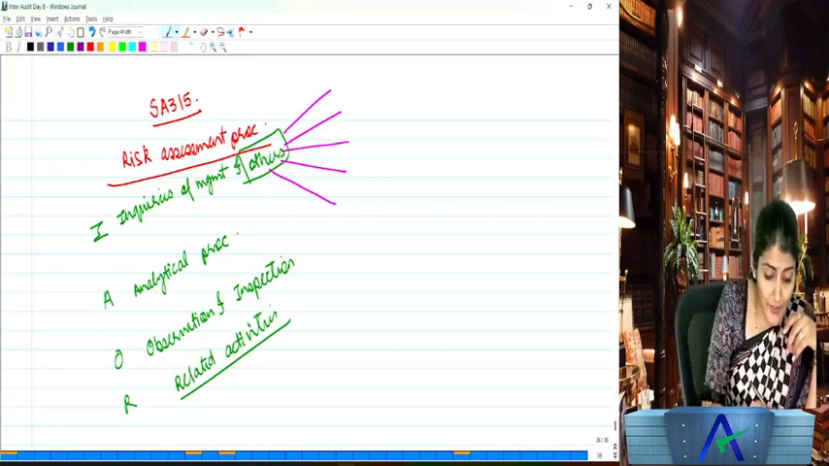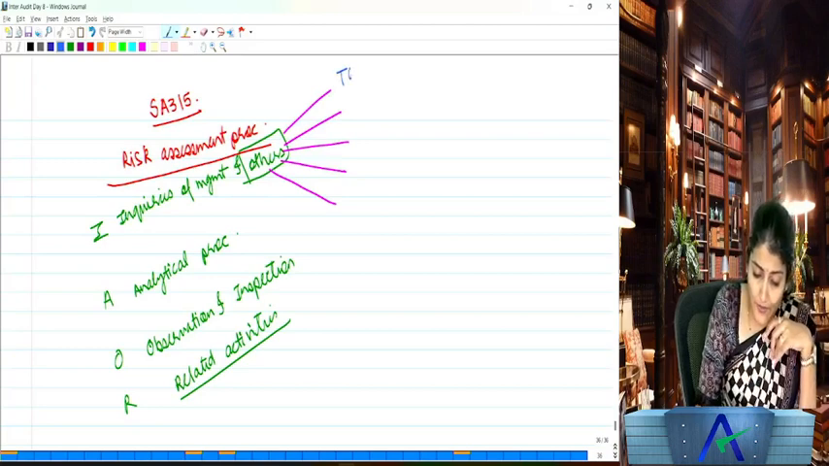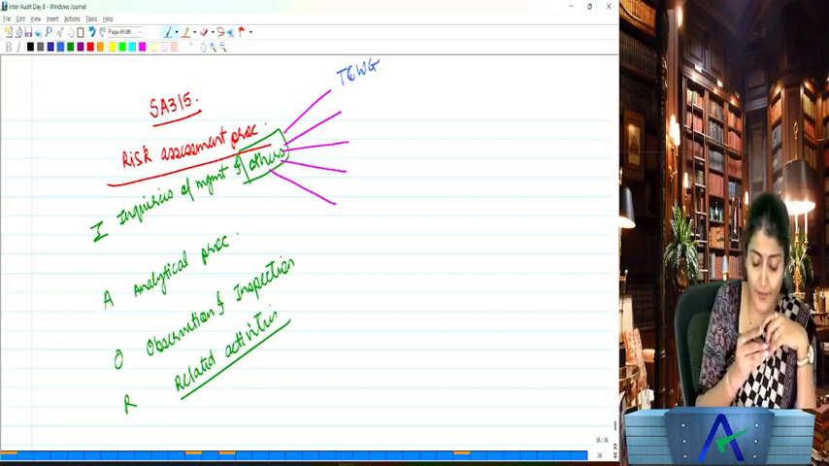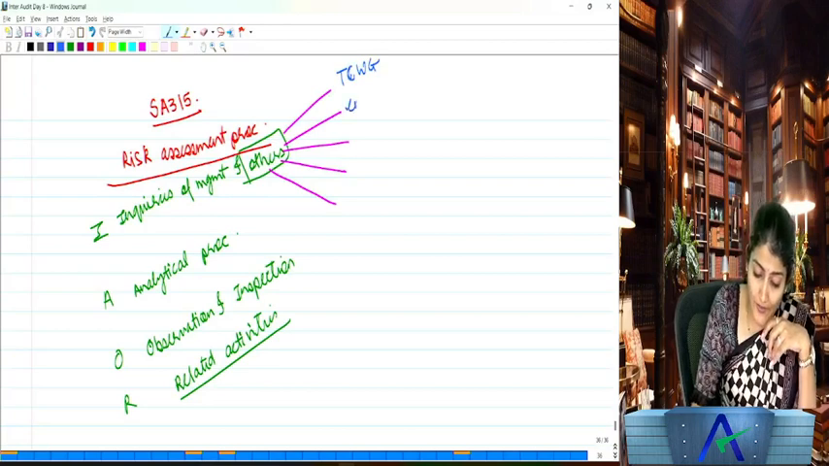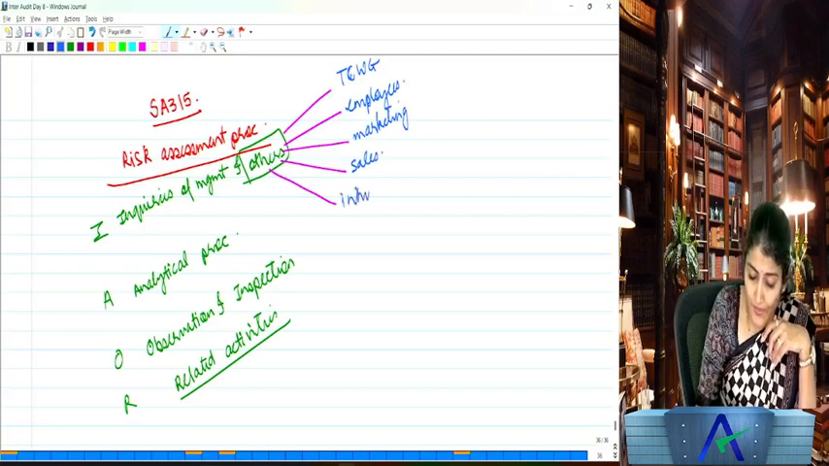Who will he make inquiry of apart from the management? He will make inquiries of the TCWG. Then he will make inquiries of the high-level employees. Then the marketing sales personnel. Then the sales personnel. Then the in-house legal counsel.